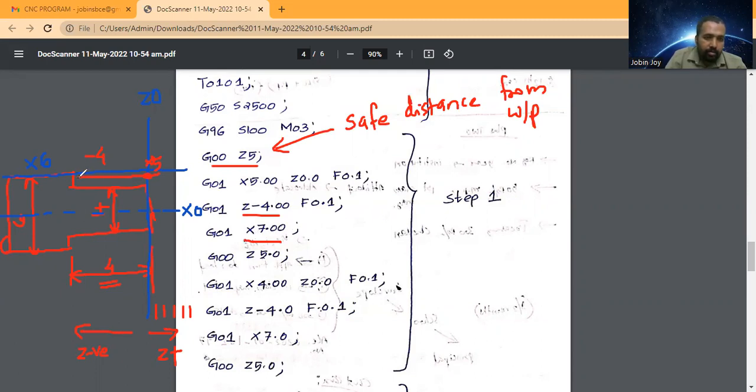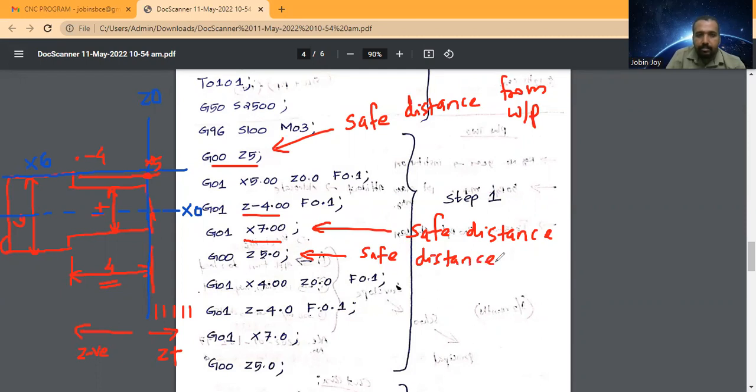Okay, so now the tool is in contact with the workpiece. So I just enter X7. X7 means the tool will retract to this position. That means this is again a safe distance. Then Z5 again, this is the safe distance. Then G01 X4. So X4 means the tool will reach here, X4 and Z0.